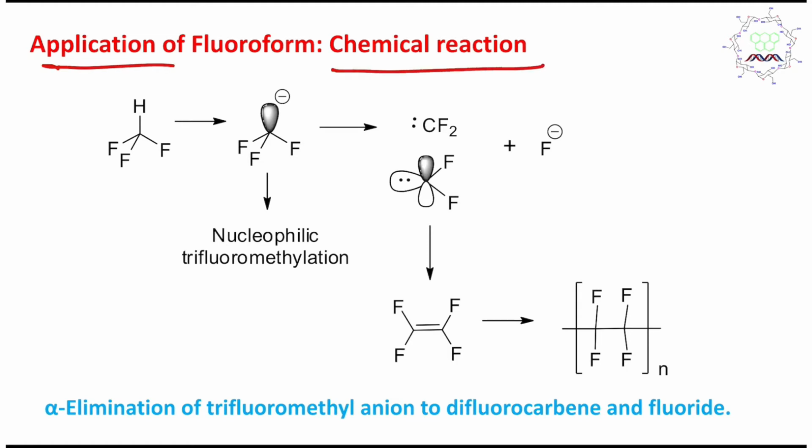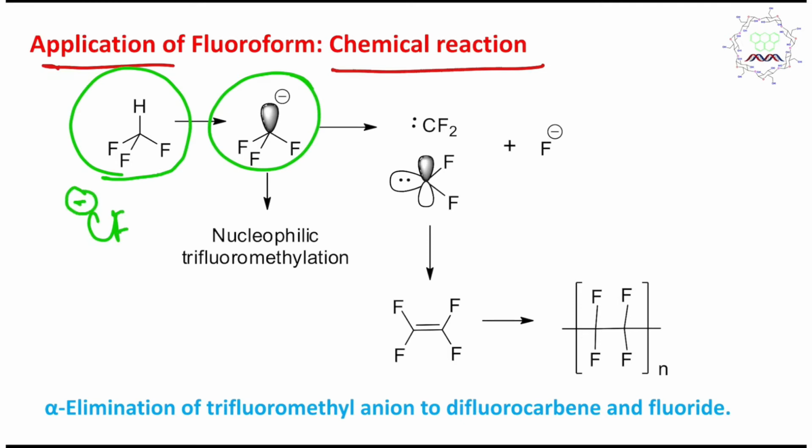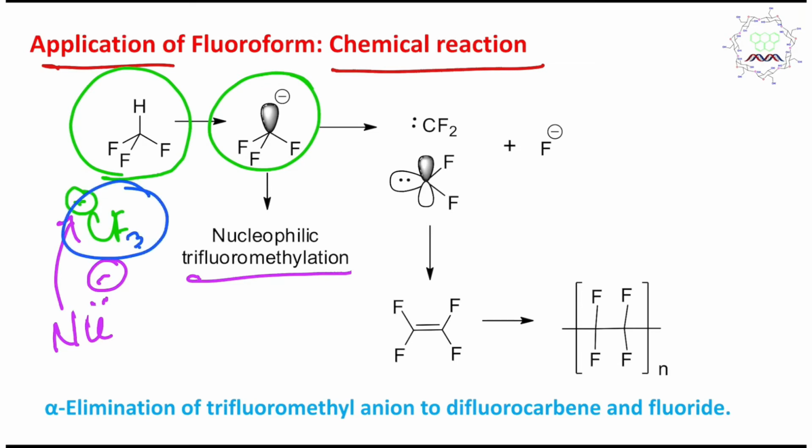It's a chemical reaction. This is a brief summary slide. We'll go into this topic later. Now, this is fluoroform. It can lose one proton and produce this trifluoromethyl anion or CF3 minus. And this can undergo nucleophilic trifluoromethylation. Why? Because this carbon has a negative charge, and that's why I can say it's a nucleophile, because nucleophiles are electron rich species. So it can act as a nucleophile, and through nucleophilic attack it will transfer this CF3 group. So that's why this is called nucleophilic trifluoromethylation.